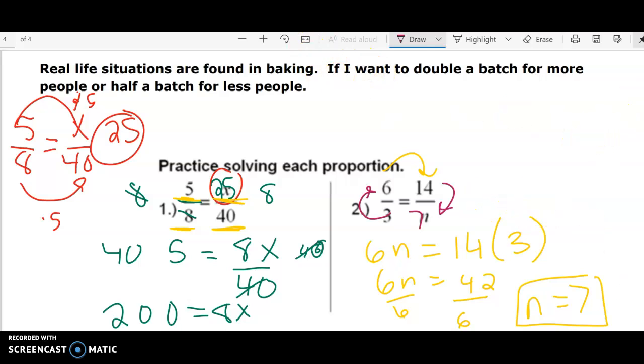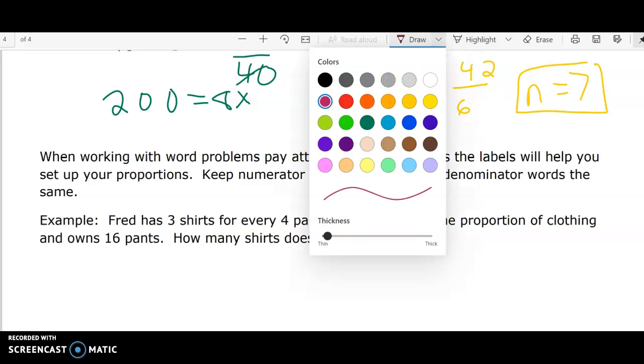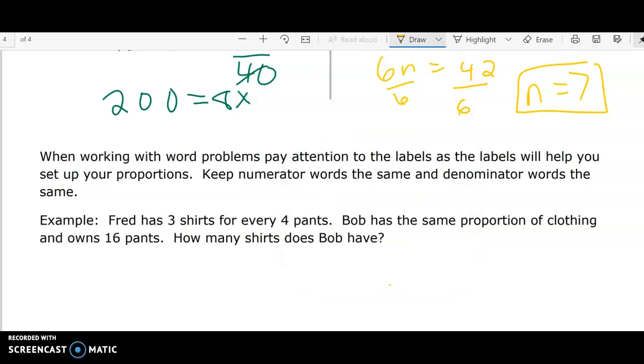When you are solving these, and they are word problems, when working word problems, pay attention to the labels. Labels are your friends, okay? Because labels are going to tell you a lot. Will help you set up your problems. Keep numerator words the same and denominator words the same.